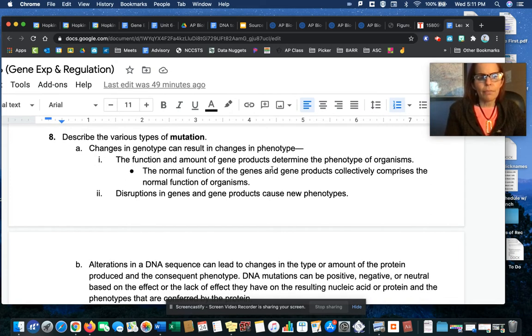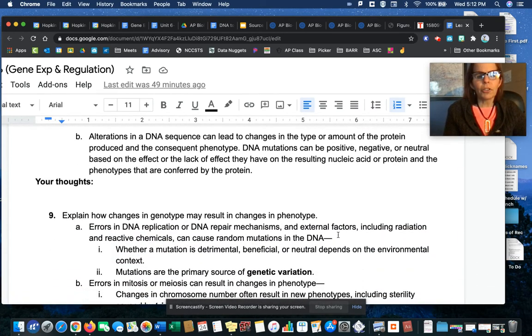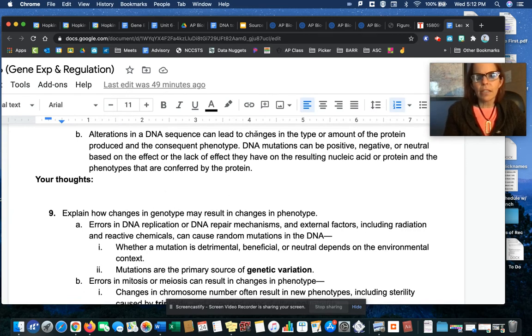All right, so changes in genotype result in changes in phenotype. So as we get mutations, my eye color changes as I have mutations in the gene that produces the protein that is in my eye. All right, disrupts genes, causes new phenotypes. Alterations in DNA sequence can lead to changes in the type or amount of protein produced and the consequent phenotype. So I could produce too much of the protein in my eye if there's a mutation, or not enough.